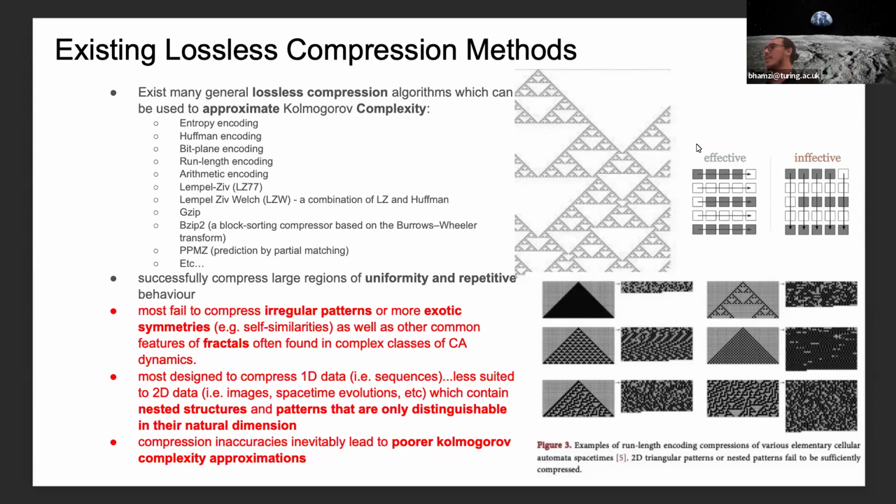This is the run length encoding. On the left, you have the original space-time image, and on the right is the run length encoded. And you can see it's not sufficient at compressing triangular structures, for example.